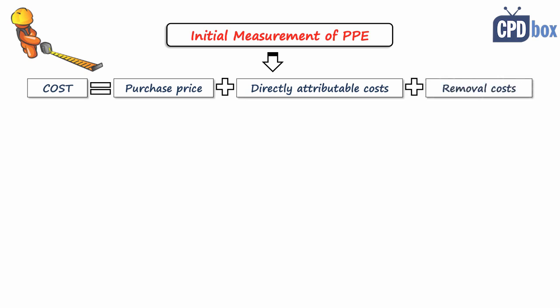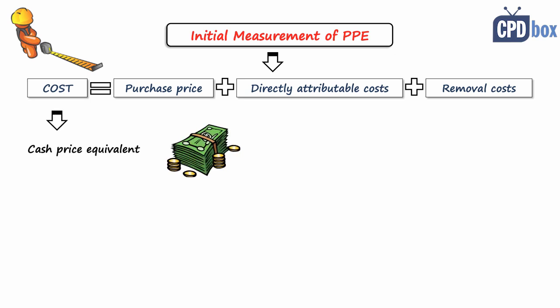And finally, the initial estimate of costs for dismantling and removing the asset or restoring the site where the asset is located. So if the entity is obliged to do so. Typical example is a nuclear power plant where its owner has usually an obligation to decommission the power plant and restore the site after decommissioning.